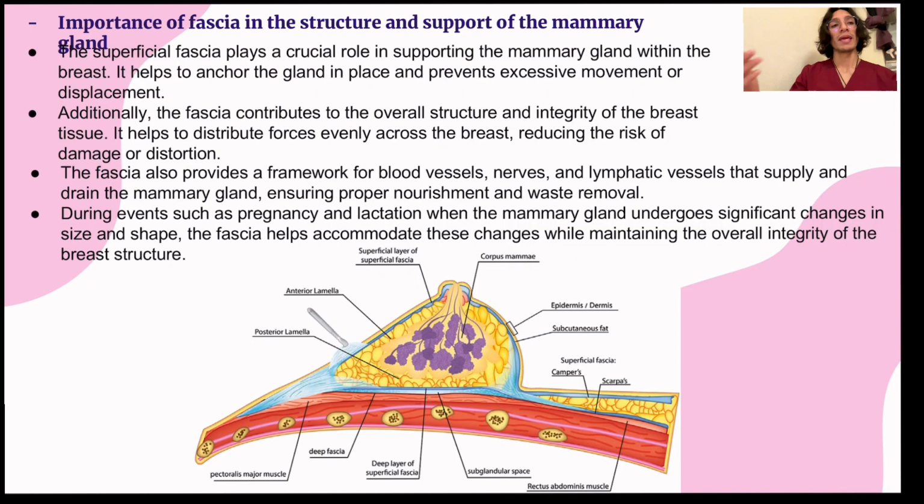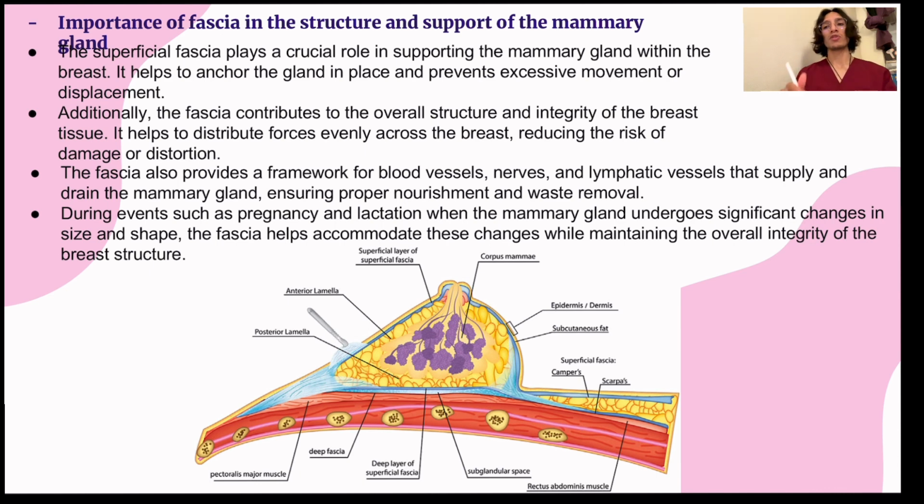The importance of fascia in the structure and support of the mammary gland. The superficial fascia plays a crucial role in supporting the mammary gland within the breast. It helps to anchor the gland in place and prevents excessive movement or displacement. Additionally, the fascia contributes to the overall structure and integrity of the breast tissue. It helps to distribute forces evenly across the breast, reducing the risk of damage or distortion.